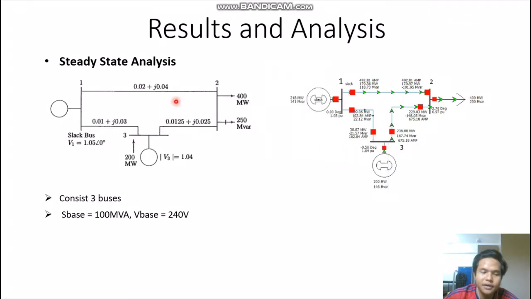On the left is power system that we have chosen from the book, and on the right is power system that we have built on PowerWorld. This power system consists of 3 buses, which is bus number 1 is slack bus, bus number 2 is load bus, bus number 3 is PV bus. Our system, our S base is 100 MVA and V base is 240 volt.